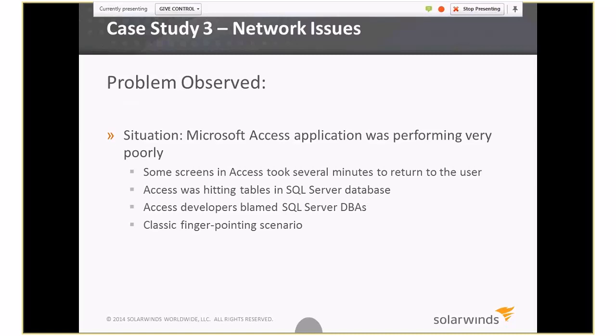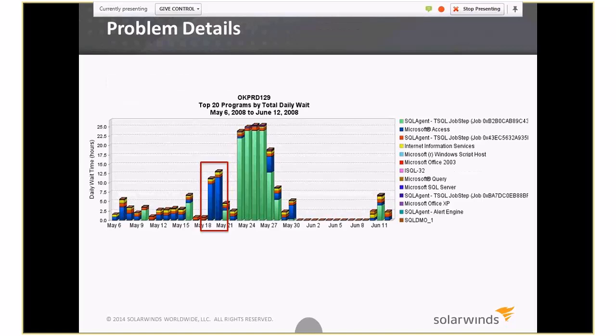You can see here, this is showing by program, and we can see that Microsoft Access on those 2 days, basically there's a job too that we should be looking at, but it was really the Access people that were complaining. They're running along just fine, that blue bar, and then all of a sudden on those 2 days it just really went haywire.